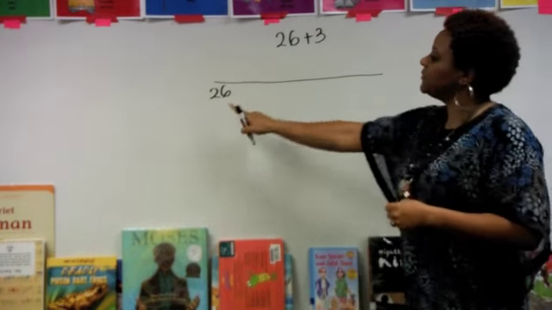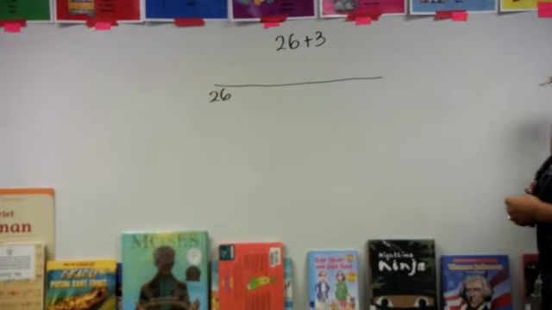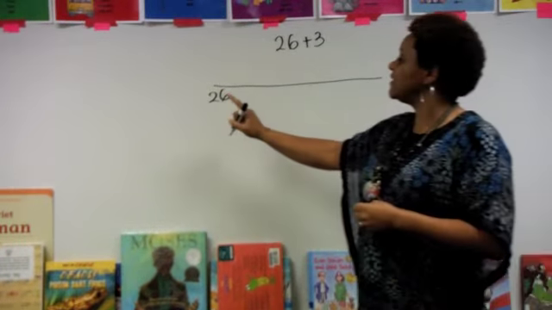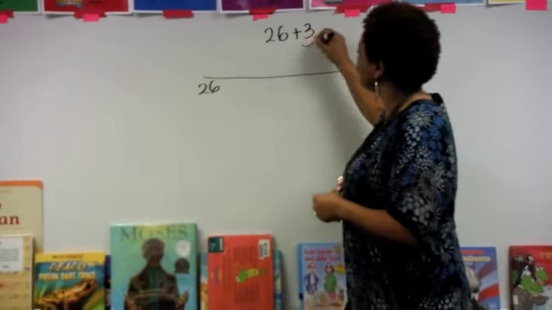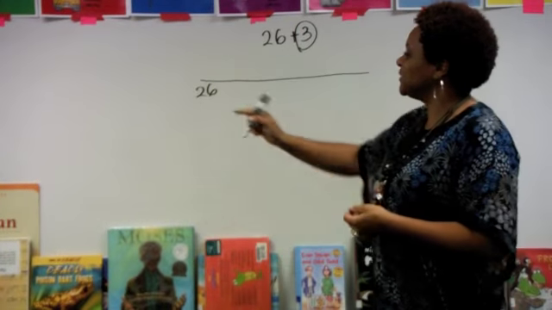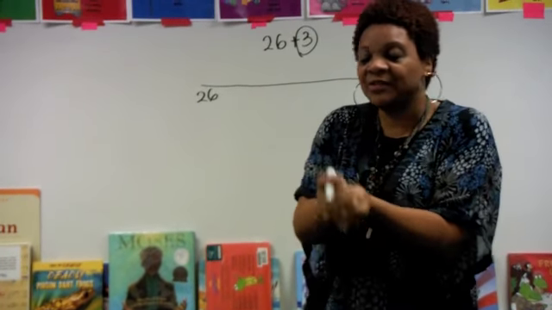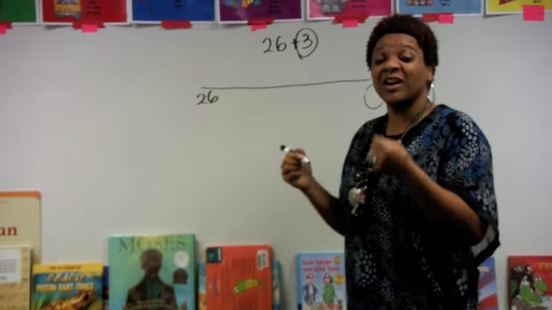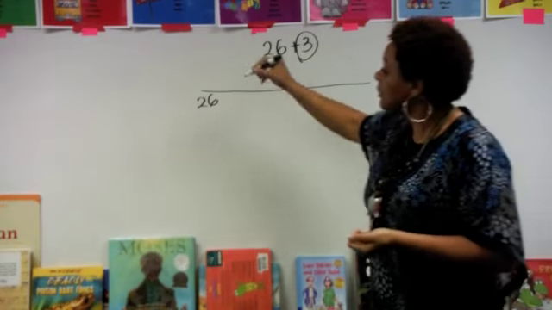I tell them it's better to start with 26 than 3, mainly because if I start with 3, I have to move along 26 jumps, whereas if I start at 26, I only have to add 3 jumps. So we start at 26. We would typically have 26 interlocking cubes, and I say to them, we are going to add 3 cubes. And I tell them, get 1 cube and add to your pile.